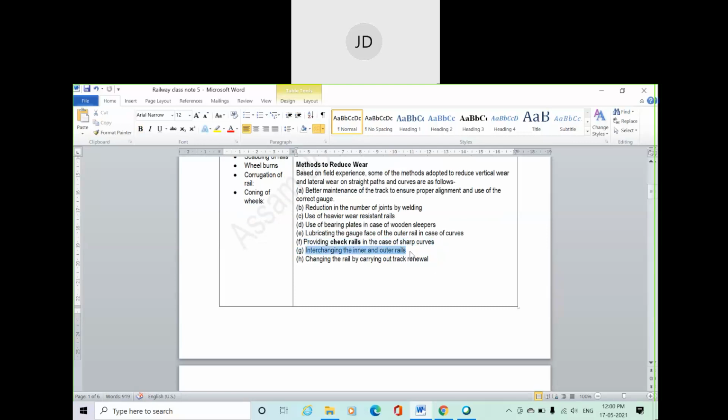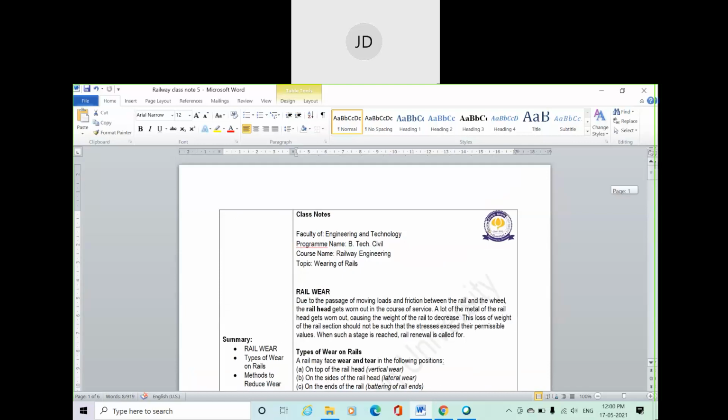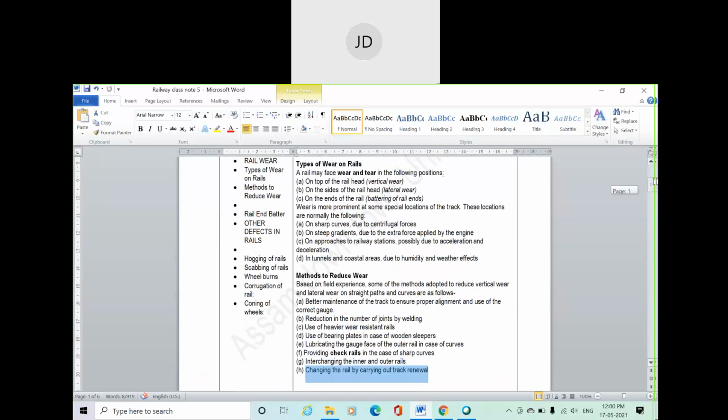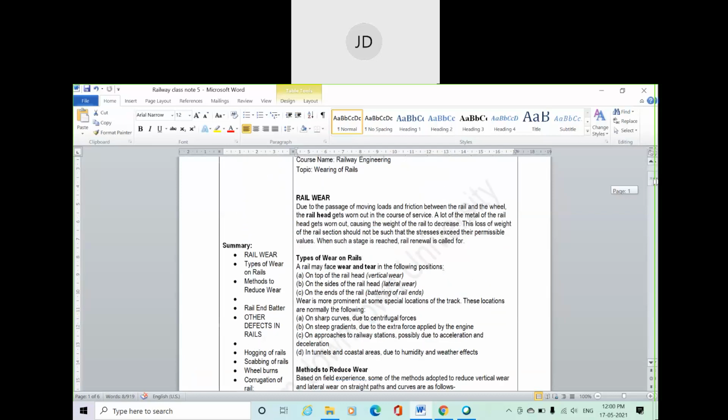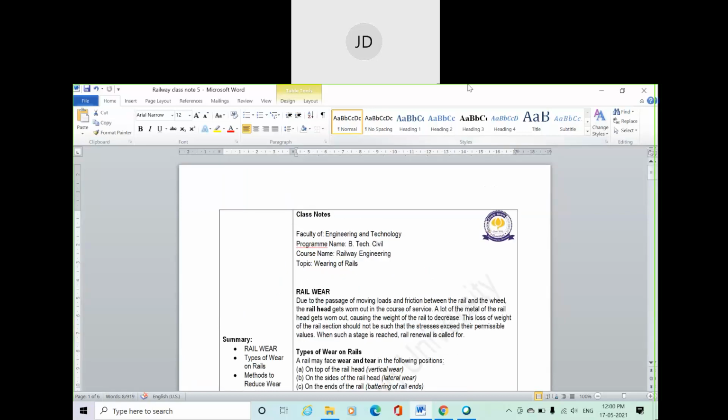Interchanging the inner and outer rails, we can also interchange the inner part and outer part so that they can last for more time. Okay, or also we can go for changing the rail part. This is the ultimate solution. You can replace the rail section. So this is all about today's class. We have discussed different wear and tear of rail section, causes of rail wear, different patterns of rail wear, and how to reduce the rail wear. Okay, this is all about today's class.